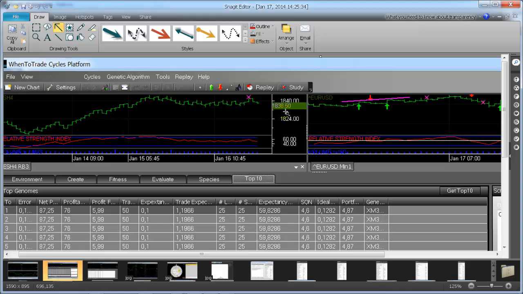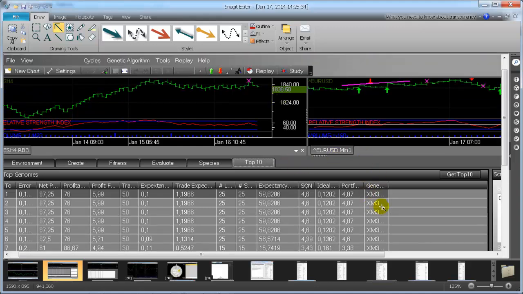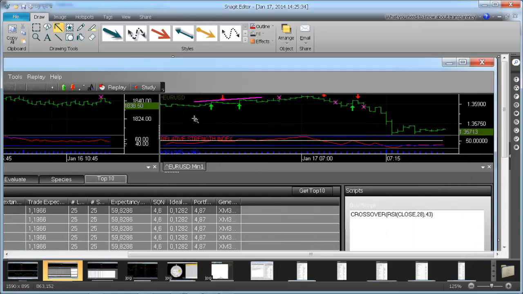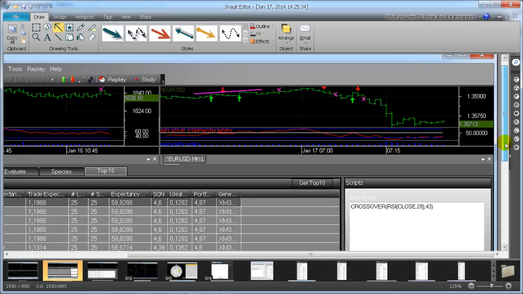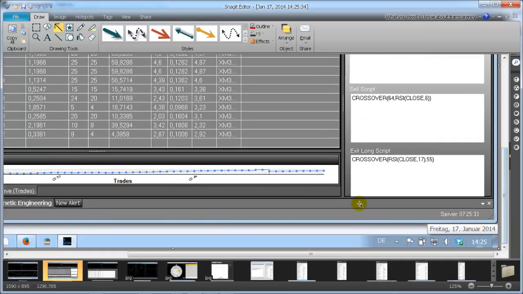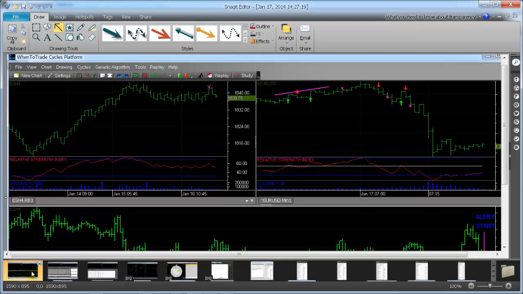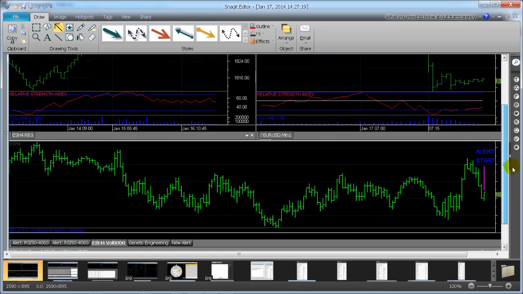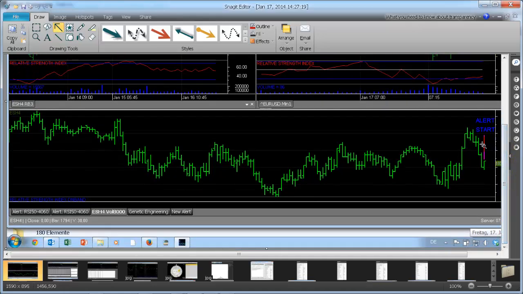The eMini was trading at 1835, and even the forex symbol was trading at this level here. So even if you doubt it, you can look up the numbers here. This screenshot was taken this morning before the market opened, and this is how the volume chart looked at this point in time.